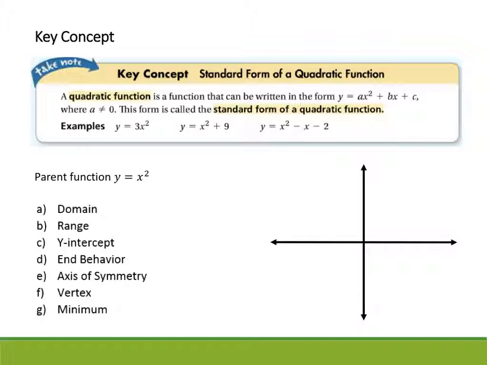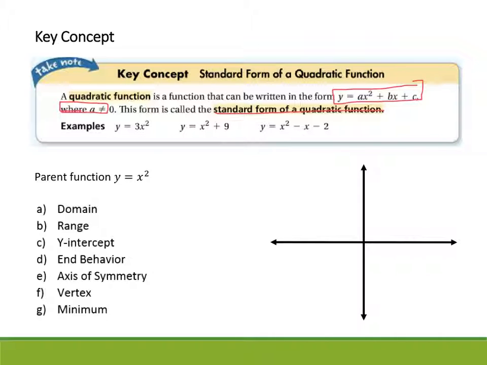Okay, so this is our key concept for this lesson. We're looking at the standard form of a quadratic function. A quadratic function is a function that can be written in the form of y equals ax squared plus c, where a cannot equal 0. We call this the standard form of a quadratic function.